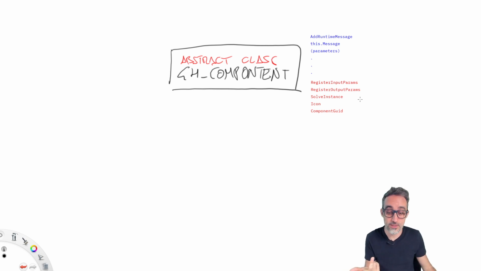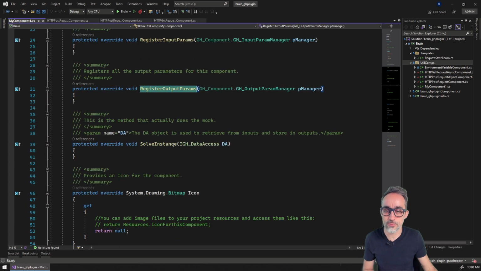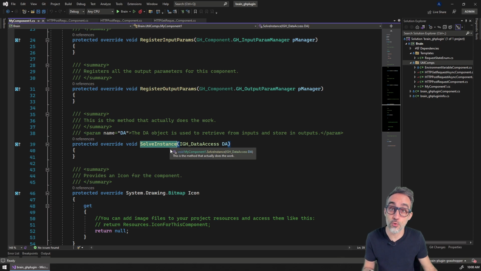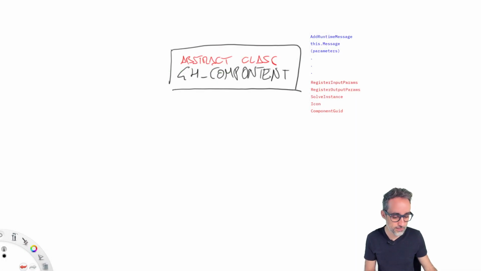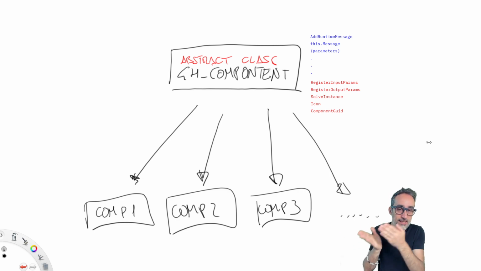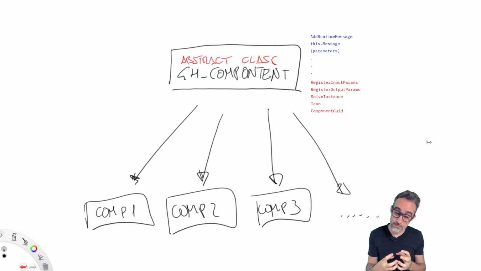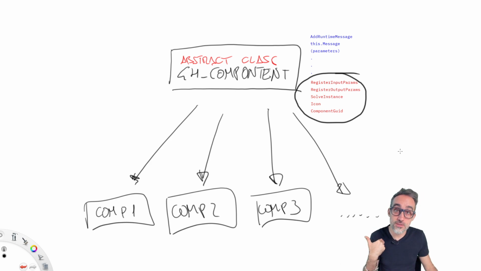And that's why when we start these classes, we know that we have to implement register inputs, output parameters, solve instance, because it's mandatory from the Grasshopper component template. So this is the stuff that we need to implement. And out of that, we can just create all the different Grasshopper components that we want by just inheriting from that class, and making sure that in each one of the components that we implement, we add our custom implementations for all these abstract properties.